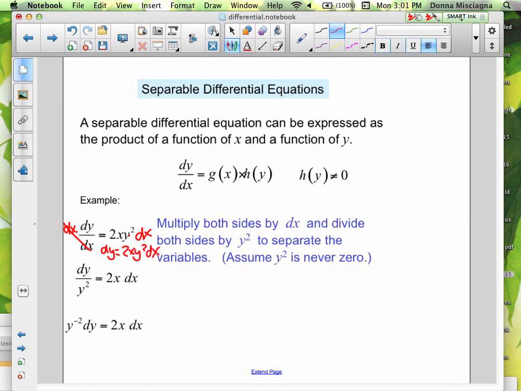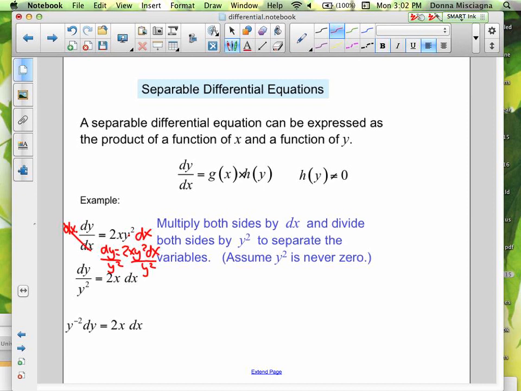But if you look, we've got a y mixed in with the x's, and it really shouldn't be there. So we'll divide both sides by y squared, and then we won't have a y over there. Here's how we got to the next step: dy over y squared is equal to 2x dx. If you don't like it written like that, it's probably easier to write it as y to the negative 2 dy equals 2x dx. Now we have a dy with a function of y and a dx with a function of x.